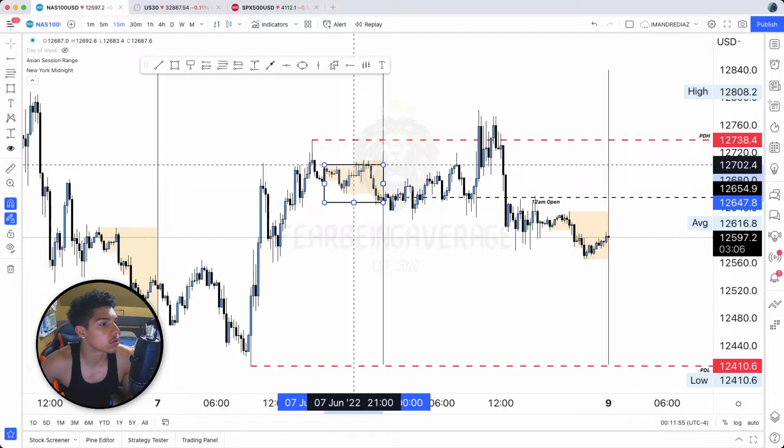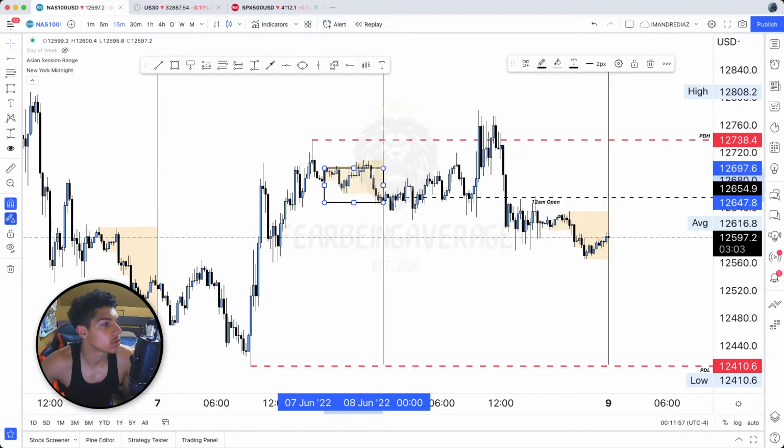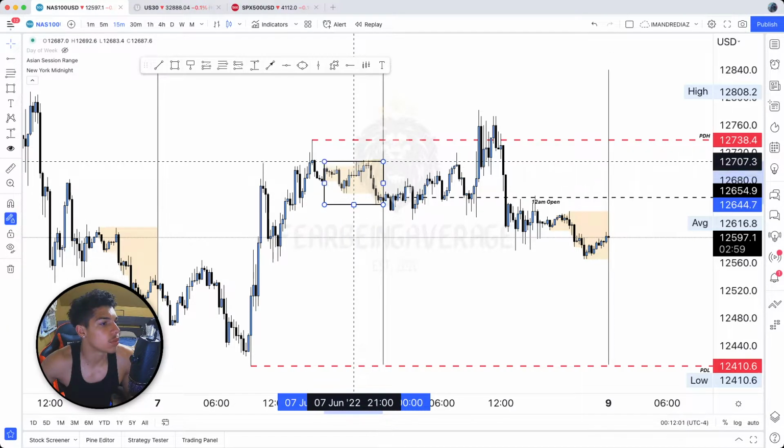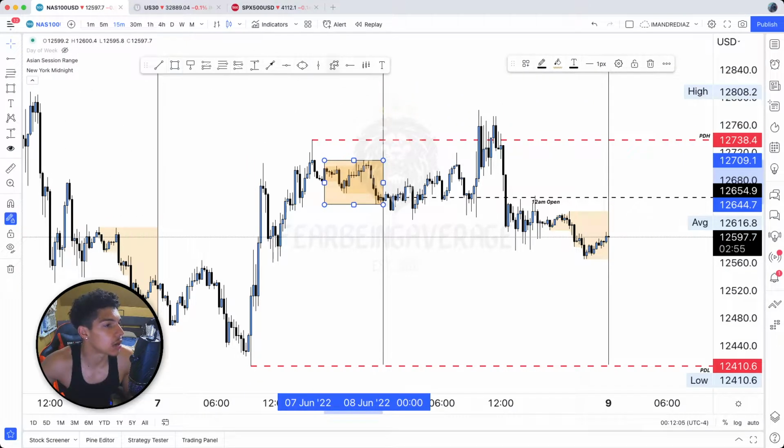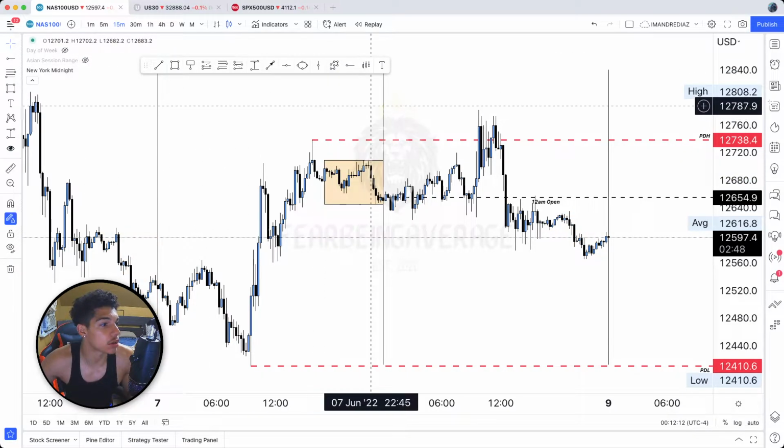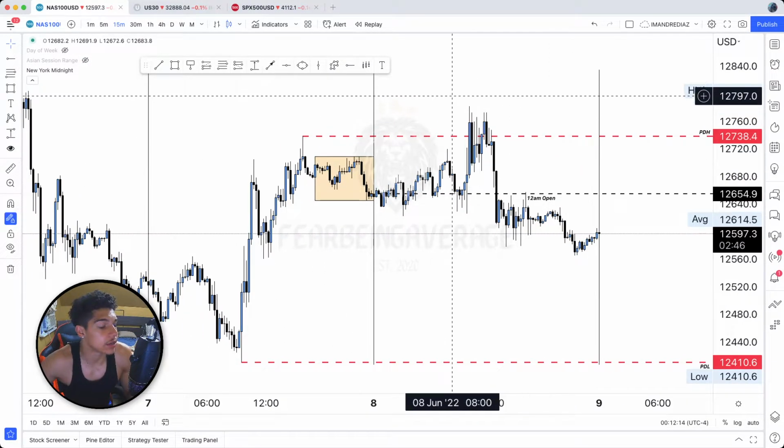I'm going to get it a little bit higher. The magnet is messing me up. Move this down. Boom. Now we've got the three-point outline: the previous day's high, the previous day's low, the 12 a.m. open, and the Asian session range. These are the three things that I primarily always have, just to get a basic understanding of the overall daily range.